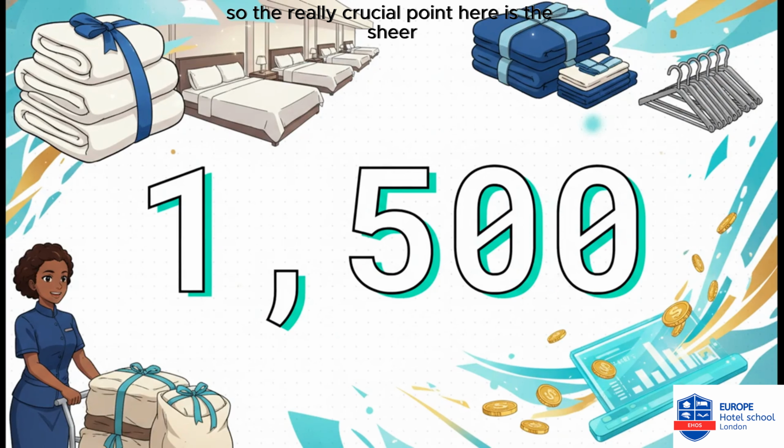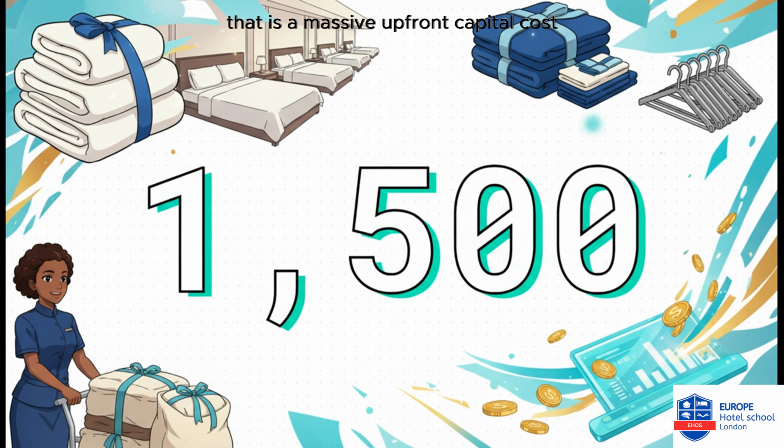So the really crucial point here is the sheer scale of this investment. For that same 300-room hotel running on a 5-PAR system, they need to buy 1,500 complete sets of every single linen item. That is a massive upfront capital cost, but it is absolutely vital to prevent any kind of failure in service.